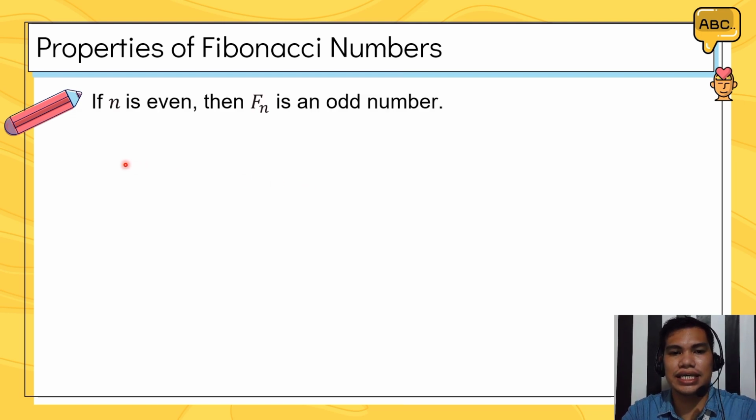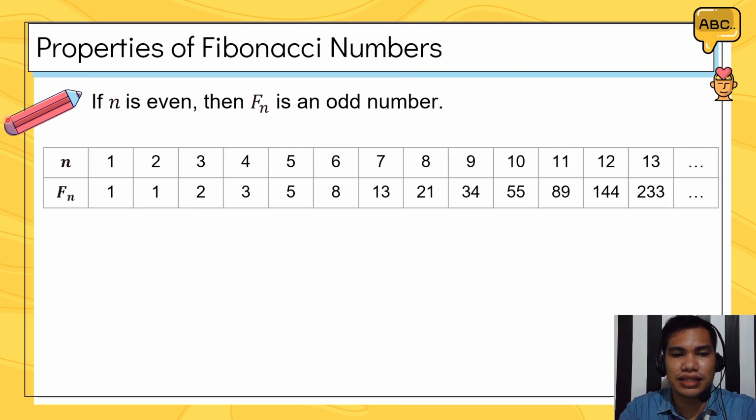If we are given the following statement: if n is even, then f sub n is an odd number. Kung even si n, ang atong f sub n or our Fibonacci number is an odd number. So, let's determine if this statement is true or false. Tanawon nato sa table. If n is even, meaning divisible by 2, f sub n is an odd number.